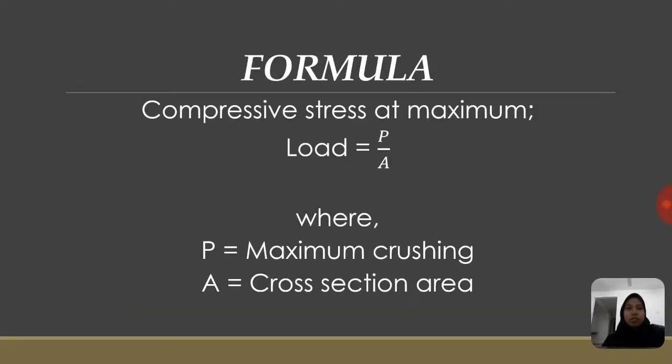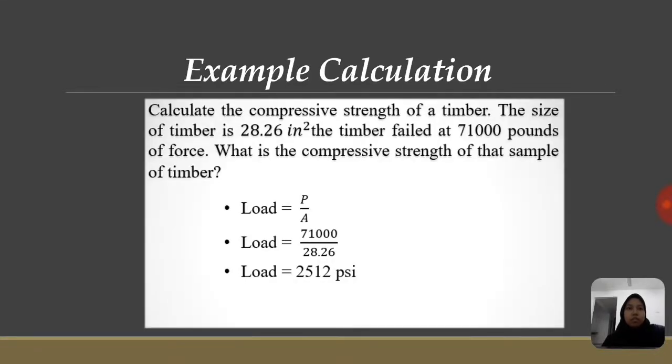This is the formula for compressive stress at maximum load, equal to P over A, where P is maximum crushing load and A is the cross section area. This is the example of the calculation that you can refer.